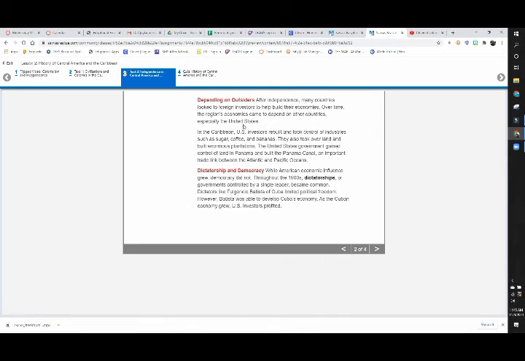But after they got their independence, they depended on outsiders. So what that means is they depended on other countries, on foreign investors, to help build their economies. One big foreign investor for them was the United States. The U.S. investors rebuilt and took control of industries such as sugar, coffee, and bananas. They also took over land and built the Panama Canal. That's what the U.S. did for this area.